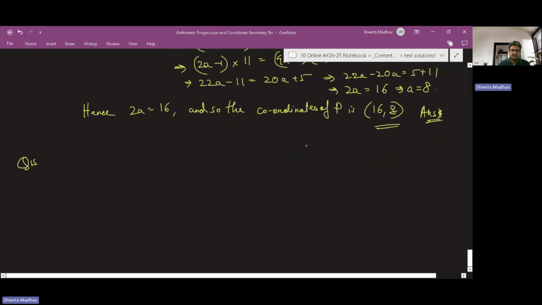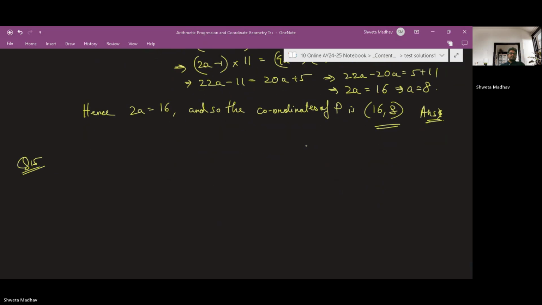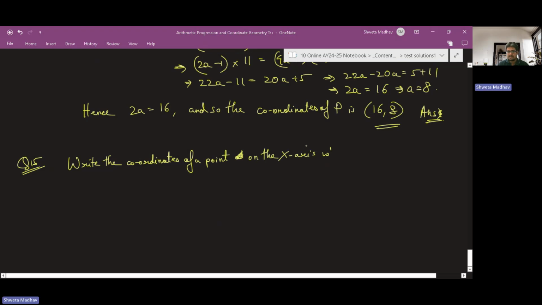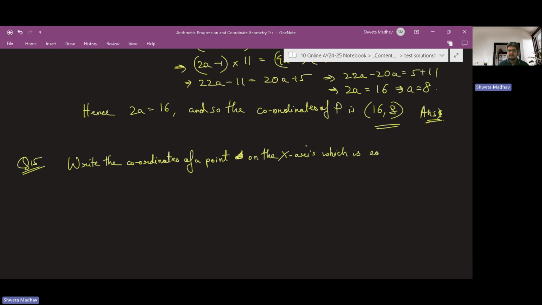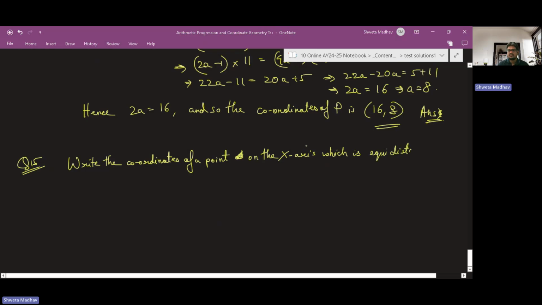Then for question number 15, it is told, write the coordinates of the point on the x-axis, which is equidistant from points A, which is minus 2 comma 0, and B, 6 comma 0.